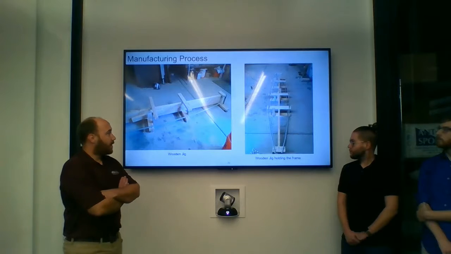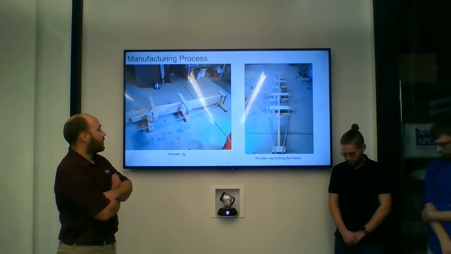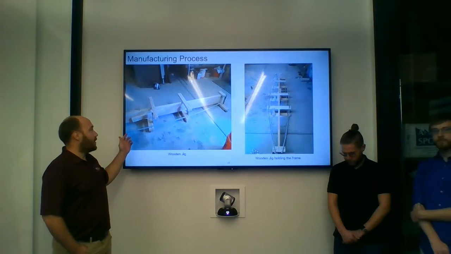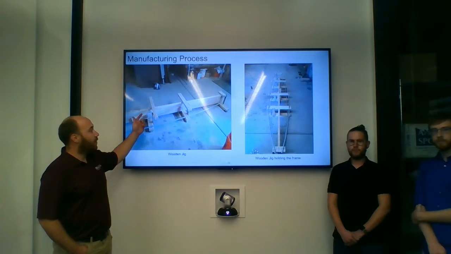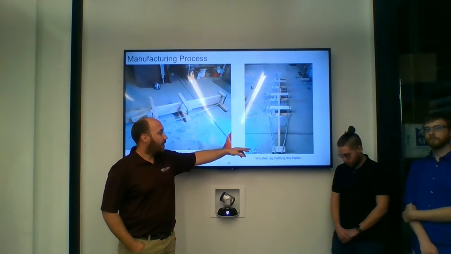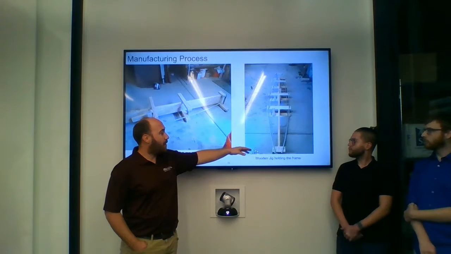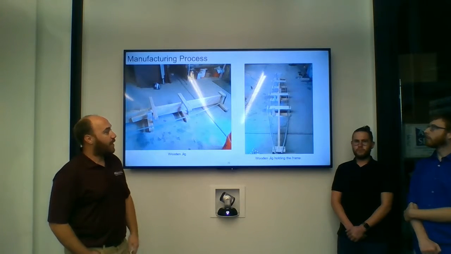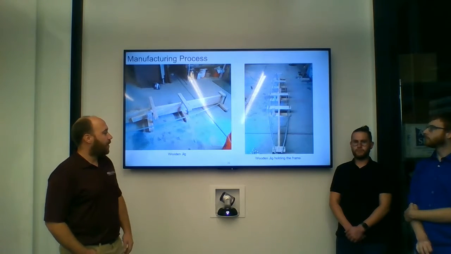So this is the initial start of our manufacturing process. We started out with this wooden jig in order to hold the piece of aluminum that we bent for the upper and lower rails, as you can see in the picture over here. It doesn't have the uprights or the end caps on it, but it's just the rails, and then we secured them to the frame so that we can get accurate measurements for the rest of the manufacturing process.